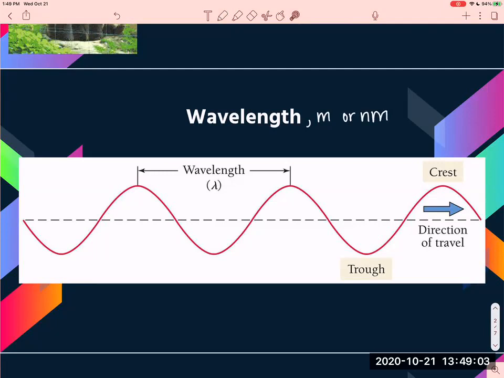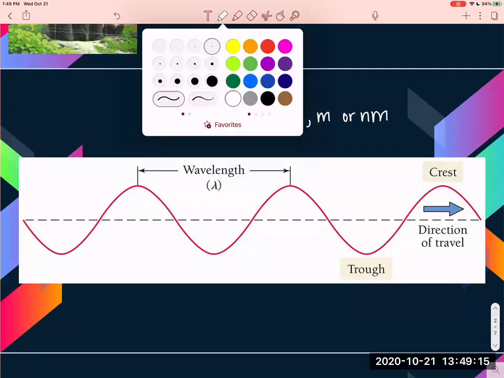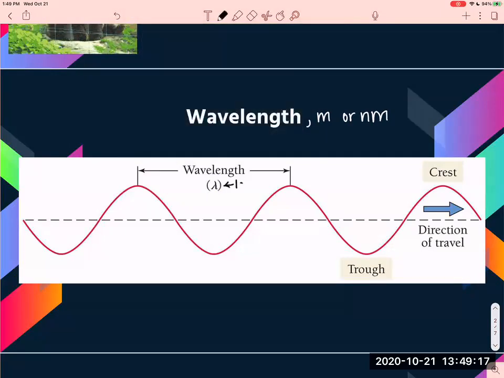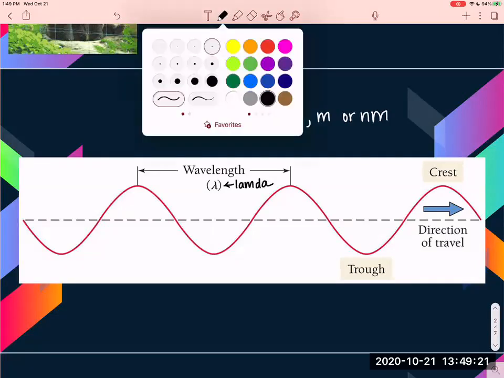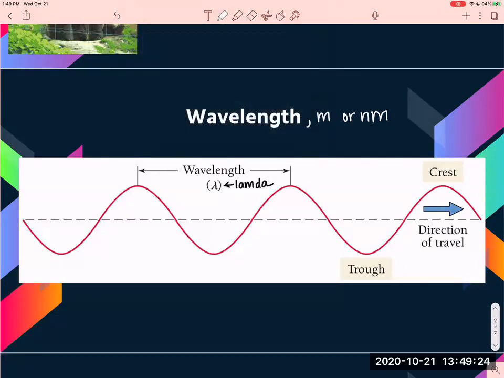The wavelength is the distance between the 2 crests of a wave or the 2 troughs of a wave. So you can have a wavelength here as well. Wavelength is denoted by this Greek letter, and this is a baby lambda. Lambda. And so this is just how long one cycle of the wave is. That's your wavelength.